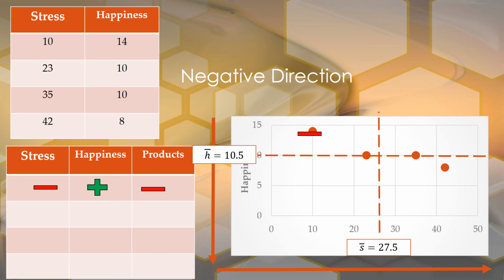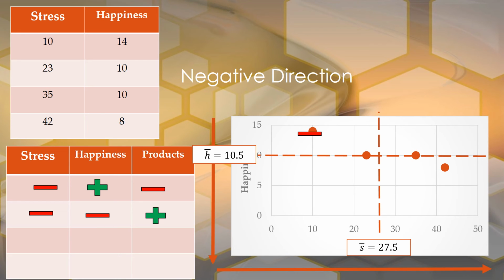Then we're going to go to the next dot here, and it is below the stress average line. This gets a negative stress deviation, and it's also below the happiness average line. So we get a negative deviation. A negative times a negative is a positive.